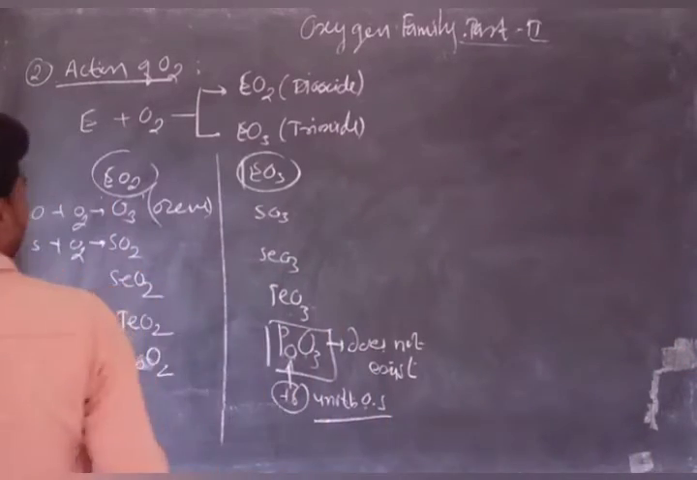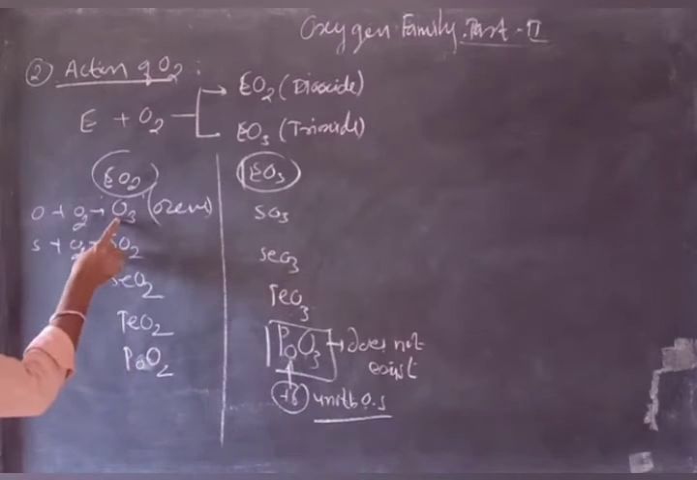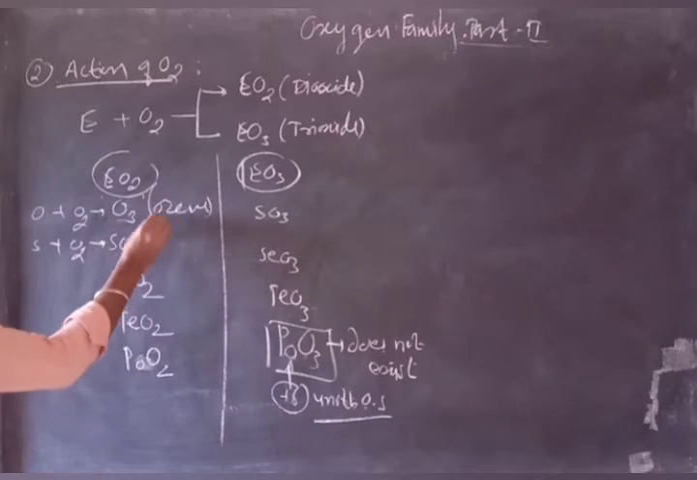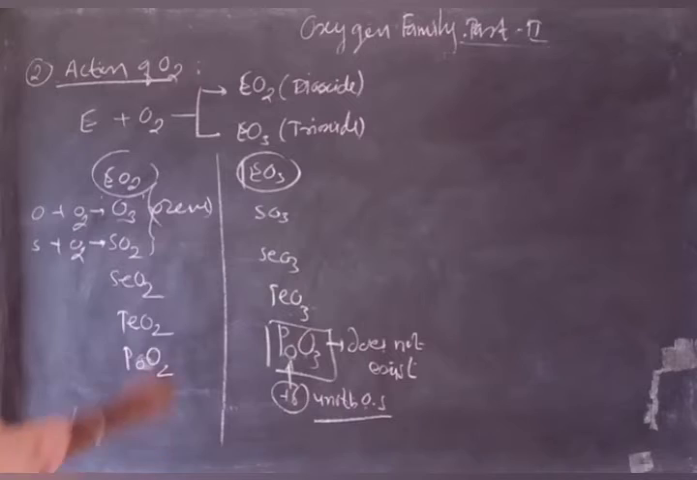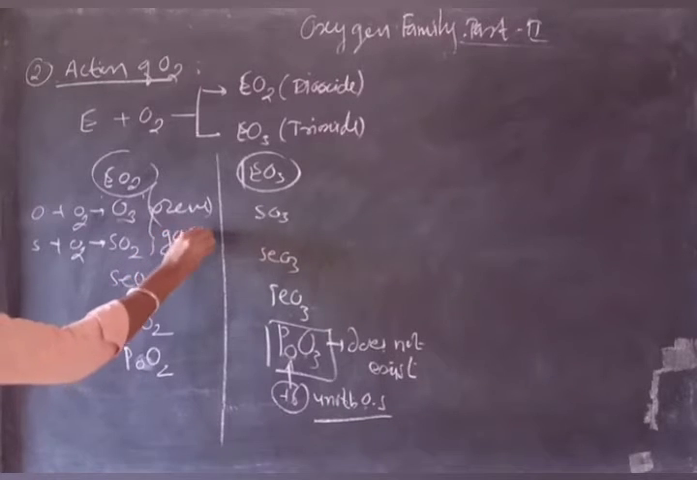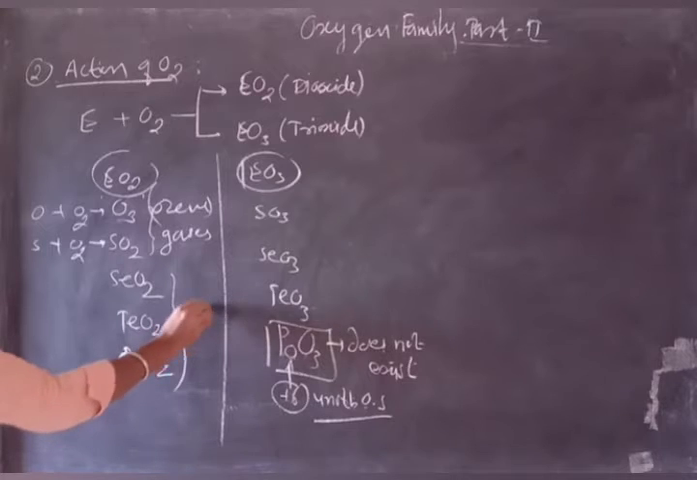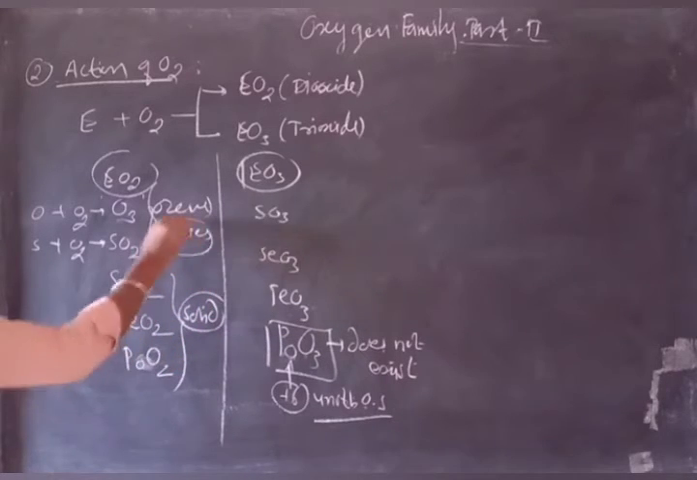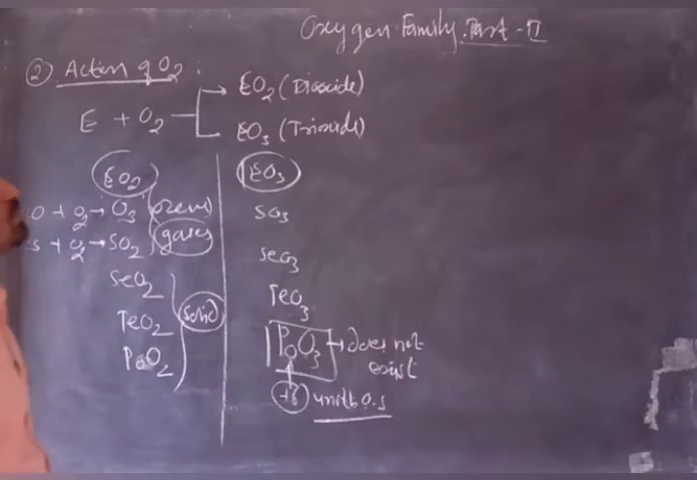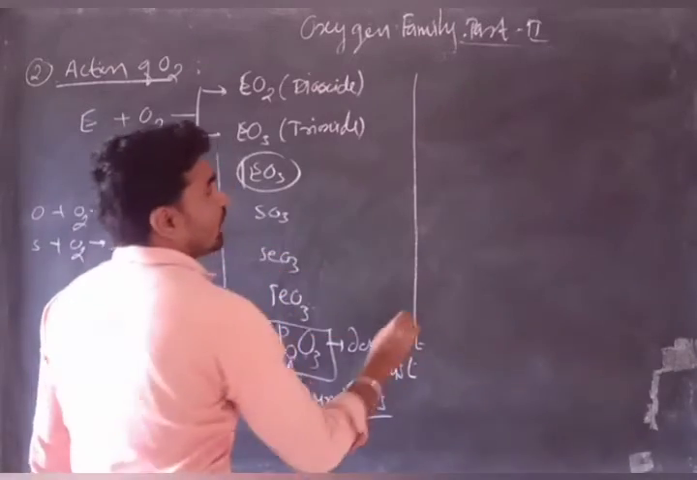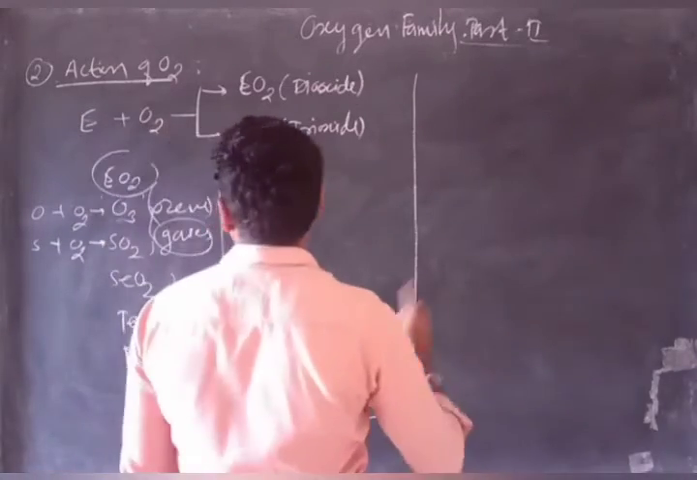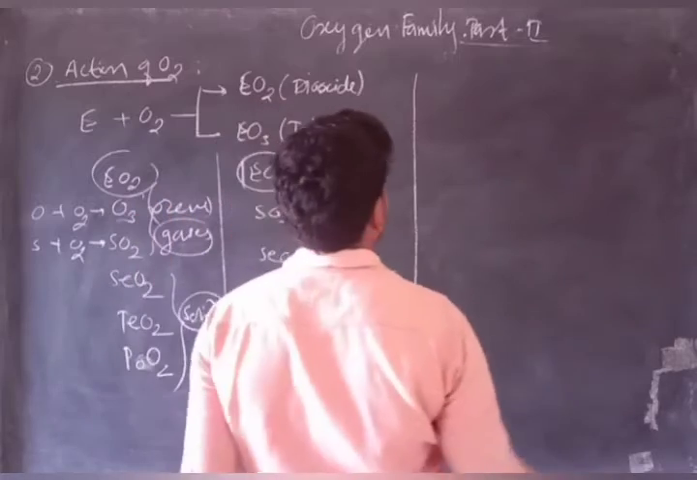So the thing to be remembered is that ozone, that is the dioxide of oxygen, and sulfur dioxide, only these two oxides are found in the gaseous state. The remaining dioxides are found in the solid state. This is the difference between them. Now here we learn the structural difference between dioxide and trioxide.